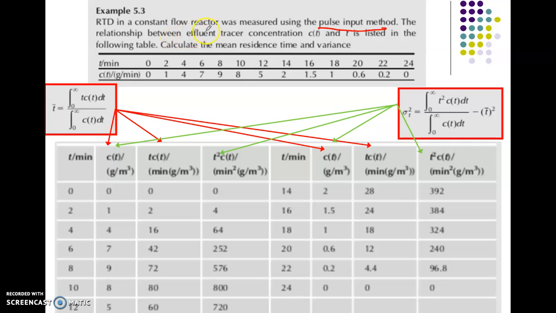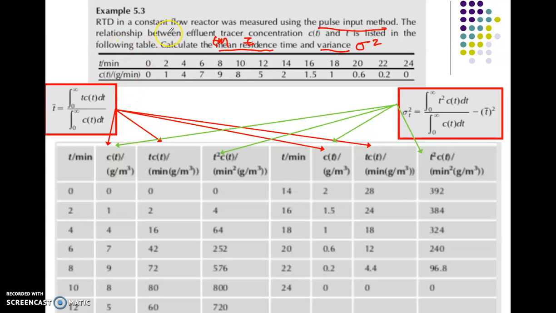The relationship between effluent tracer concentration CT and T is listed in the following table. This data is given to you. Calculate the mean residence time and variance. In this case, the mean residence time, if you follow the symbol that I use in my slide, is actually TM, but in your textbook it's T bar. The formula is the same. For variance, we use the same symbol, which is sigma square.